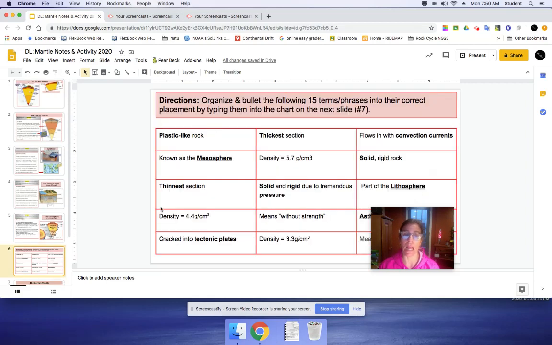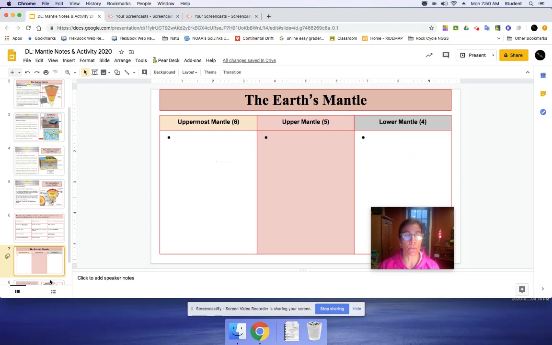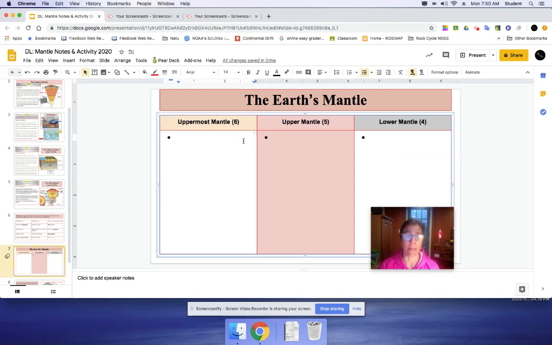When you get to slide 6, this looks very similar to what I had you do for the two parts of the crust. You are going to organize and bullet the 15 terms and phrases that I have listed in this chart, and you'll organize these into the chart that I provide on slide number 7.